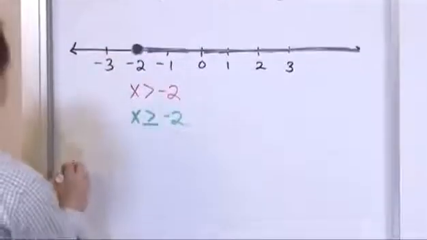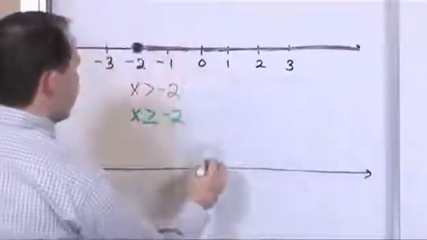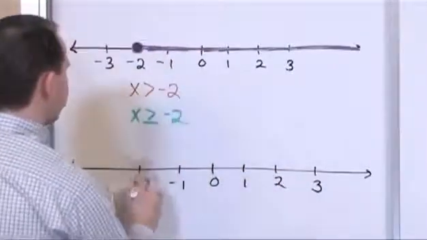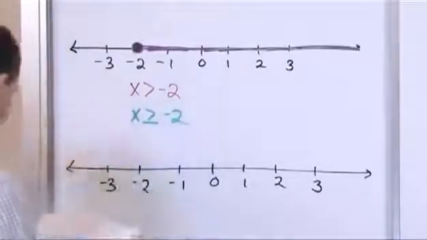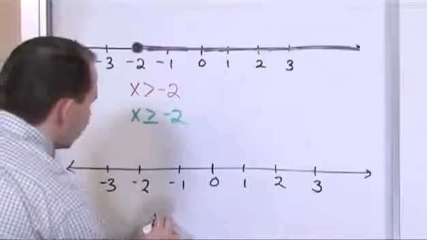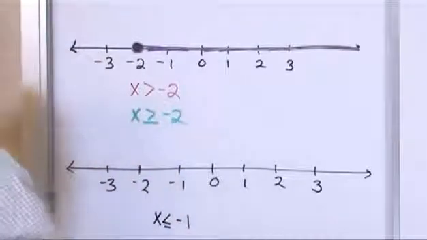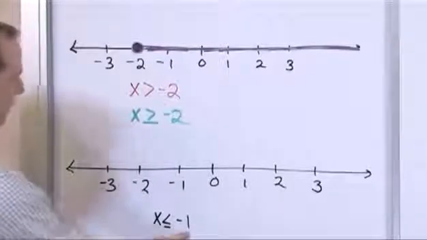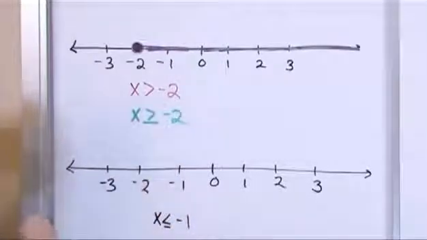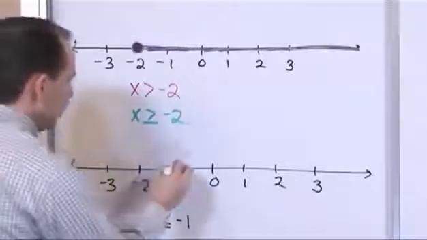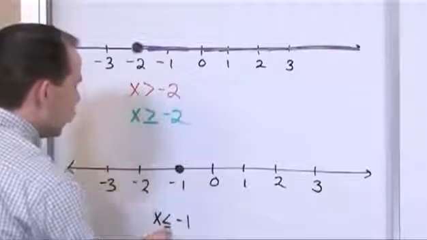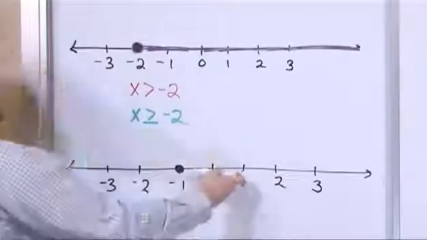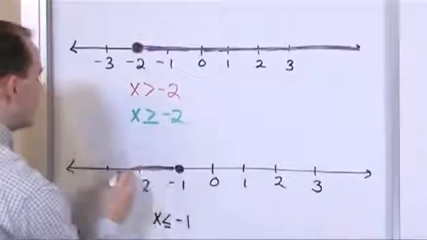Let me draw another number line. So we have 0, 1, 2, 3, -1, -2, -3. Now let's say I wanted to represent x is less than or equal to -1. Well, the first thing you have to say is, -1 is what I'm looking at, so I have to put a circle here, and it has to be a closed circle. The reason it has to be closed is because it's less than or equal to -1. So -1 is included in the answer, and since we're talking about numbers less, we're going to shade this direction.